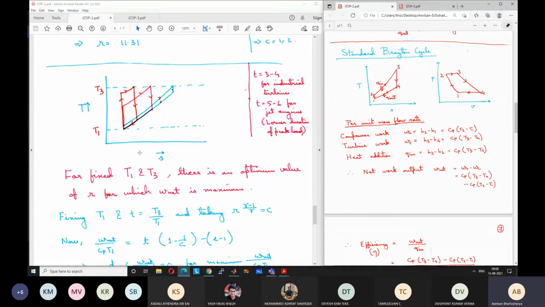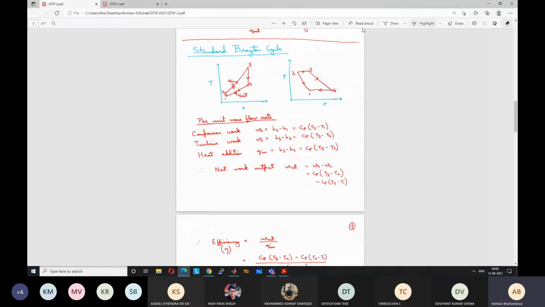Now, if we have a very low pressure ratio, the cycle will look like this. Let me just explain it here in a better way.